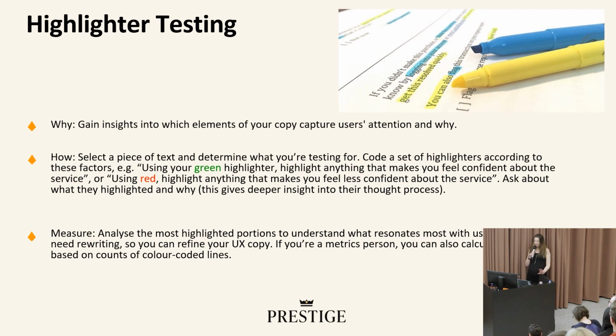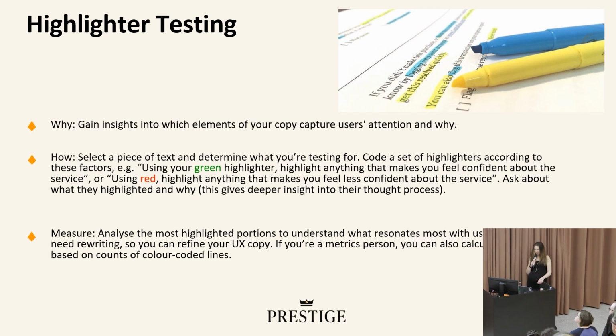And then afterwards you would ask them about what they've highlighted and why they highlighted it that colour. So that gives you deeper insight into the thought process that they went through. And then obviously you can measure that, you can analyse which words people highlighted the most, for example in red. And if you're a metrics person, you can change that into statistics as well, depending on how many people you've seen.